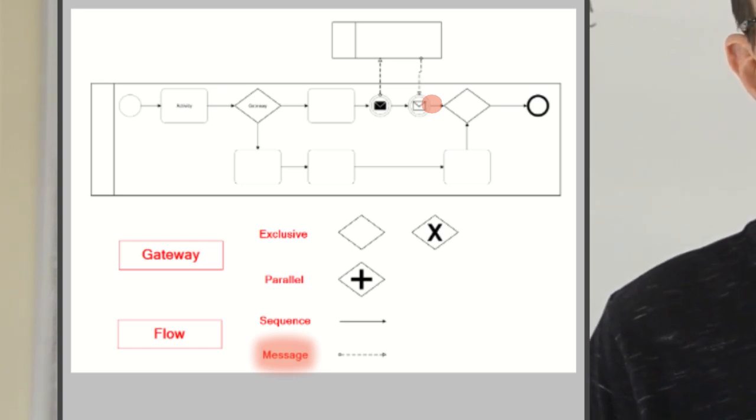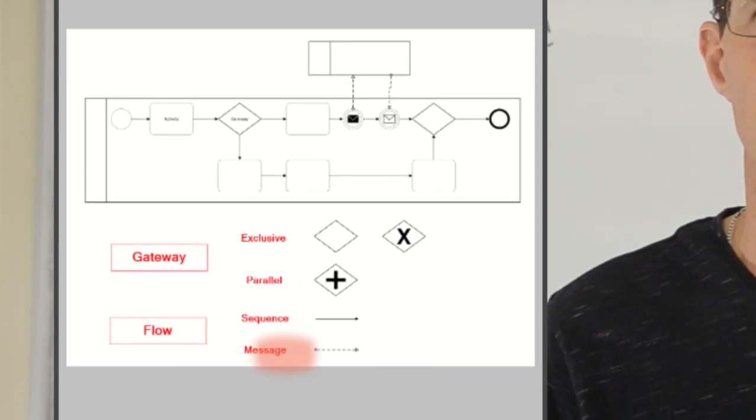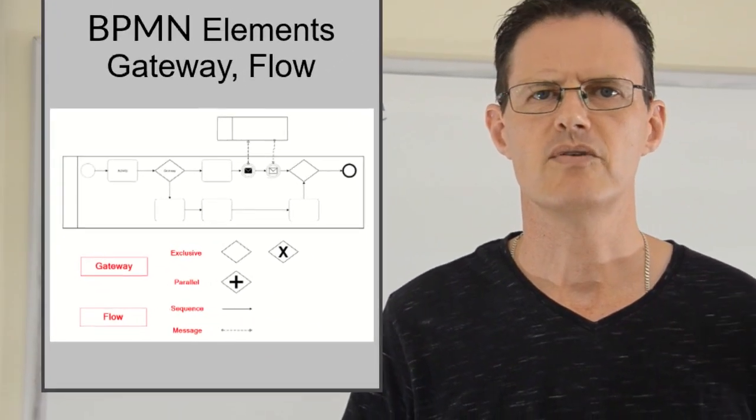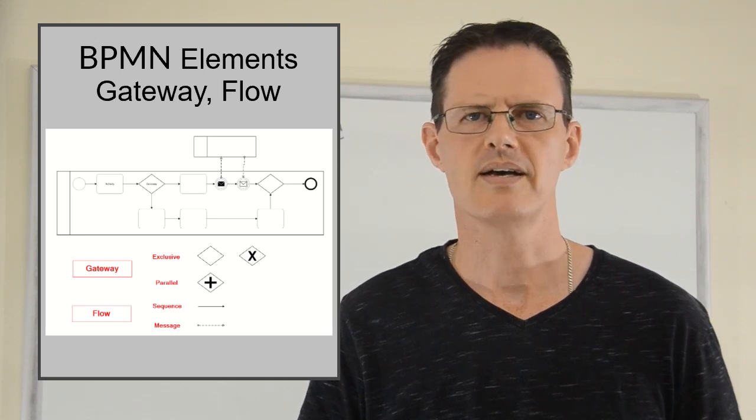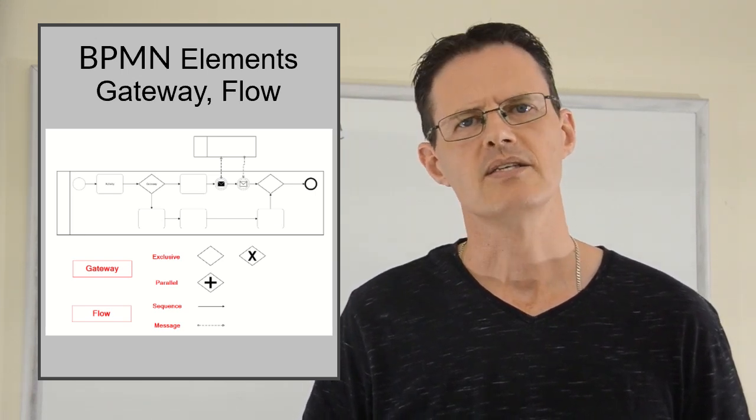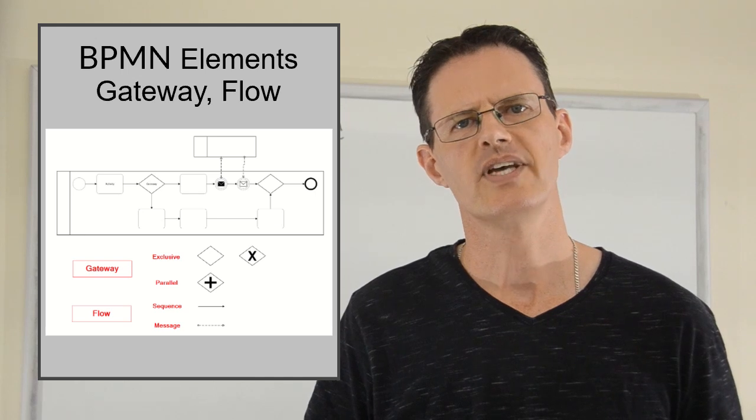When you see message flow in a BPMN diagram, it indicates the exchange of information requests or responses between different parts of your business process. It's a mechanism for pools to work together seamlessly.